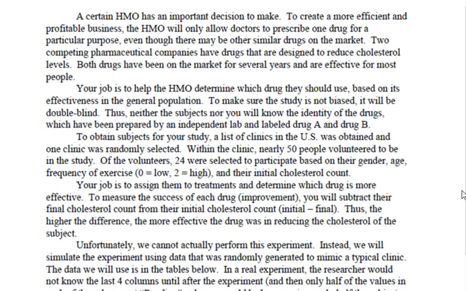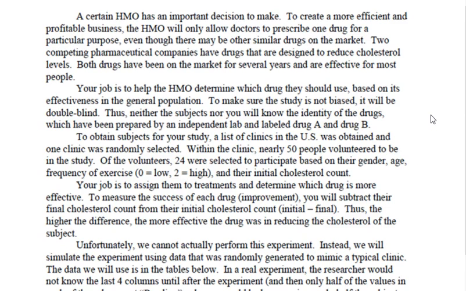Of the volunteers, 24 were selected to participate based on their gender, age, frequency of exercise (0 equals low, 2 equals high), and their initial cholesterol count. These 24 were selected so that there were an equal number of each gender, an equal number of each exercise level, and equal numbers of similar age and initial cholesterol count. Your job is to assign them to treatments and determine which drug is more effective.